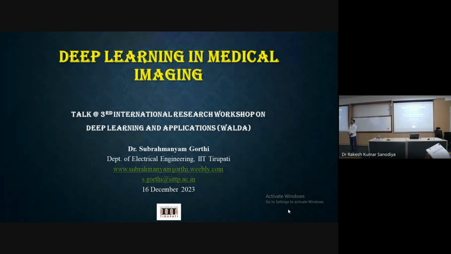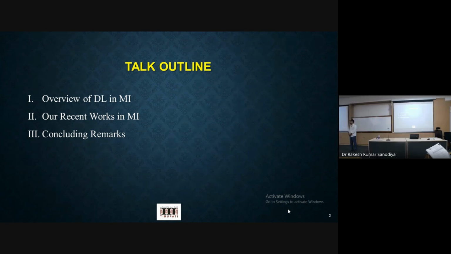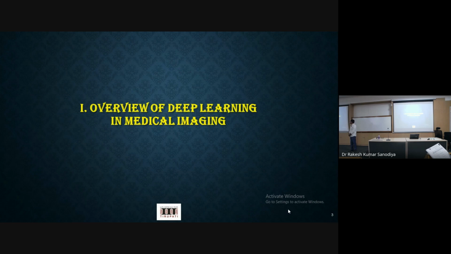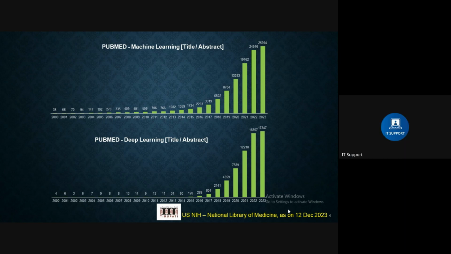Okay, we'll be talking about the application of deep learning to medical imaging. We'll have an overview, followed by some of the projects we have been doing, followed by some concluding remarks. And we have to see how the trend is going on. The National Library of Medicine is a repository where all the medical imaging related publications are indexed. So looking at the words machine learning in the title and abstract, you could see that around 500 publications was when it really picked up.